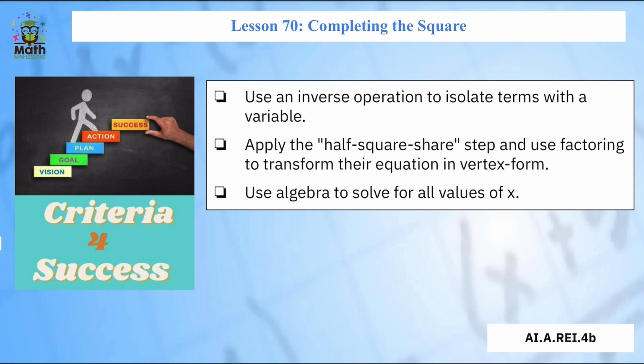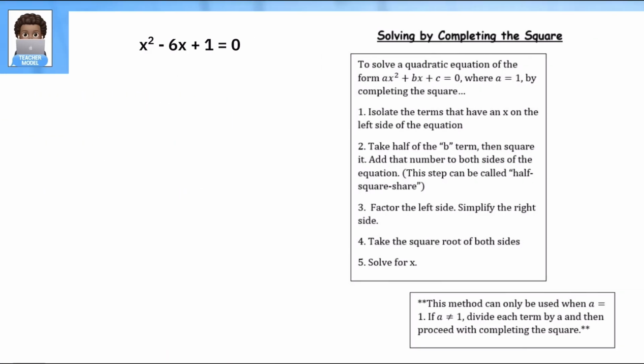So here's our criteria for success. It is a challenging, rich problem, so I am going to walk through it as clearly as I can. There are quite a few steps, and the goal is to really complete a square using our understanding of square numbers. So we're going to use inverse operations to isolate terms of a variable, and we're going to apply the half square share step and use factoring to transform the equation into a vertex form. And then we're going to use our algebra to solve for all values of x. So let's look at what that looks like in practice.